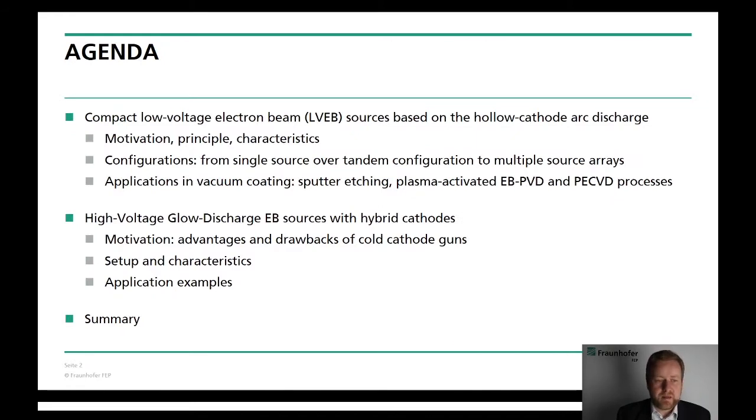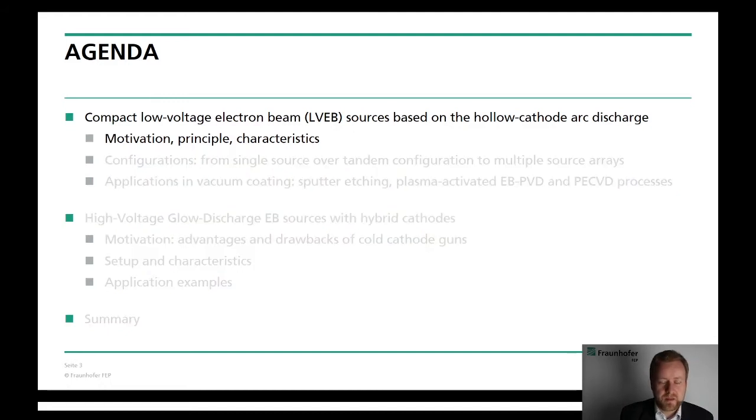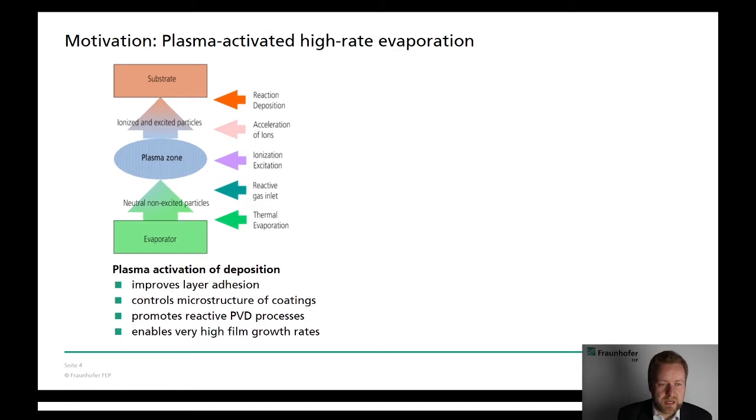In the first part, I would like to speak about hollow-cathode arc discharge plasma sources, which are based on a low voltage electron beam. I will speak about motivation, principal characteristics, give some typical configurations, and speak about applications in vacuum coating. In the second part, I would like to speak about EB guns, EB sources, which are based on a high voltage glow discharge. Again, motivation, some setup and characteristic information, and application examples. At the end, I will summarize my talk. Okay, let's begin with the first part.